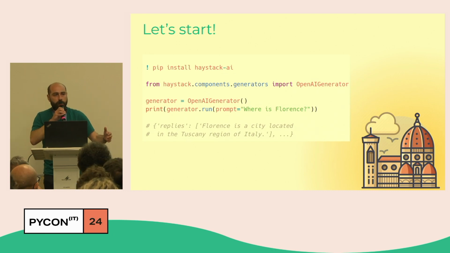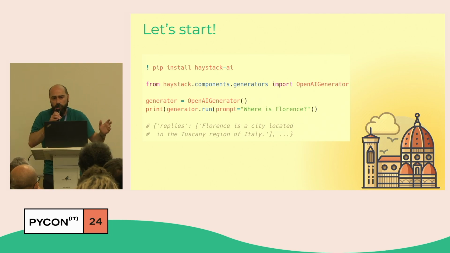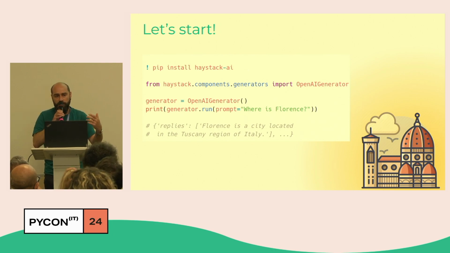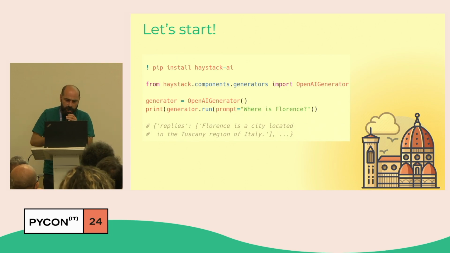In this talk, I'm using Haystack. It is a framework that simplifies your life a bit, but does not hide much complexity, so it can be good, I think, for educational purposes. Here we are importing a generator, which is the main interface for language models, and I'm using a generator from OpenAI, which is a proprietary model. You have to set an API key, and you pay per generated tokens in this case. And I ask, where is Florence? And I get a nice and right response.